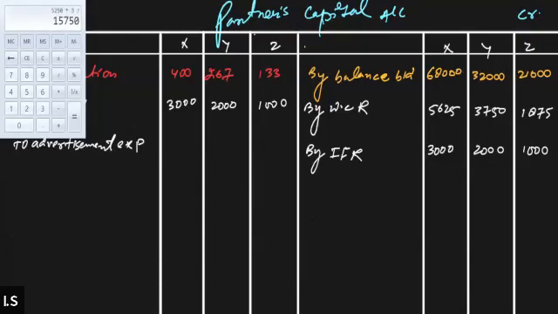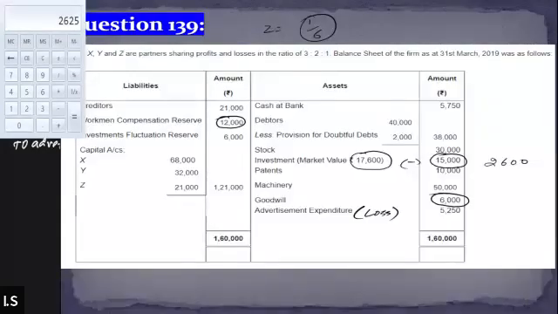5250 into 3 by 6. So this is 2625, then 1750 and 875. This is how we will distribute the advertisement loss among the partners. Right? Anything else that we haven't treated? Just a minute, let me check.